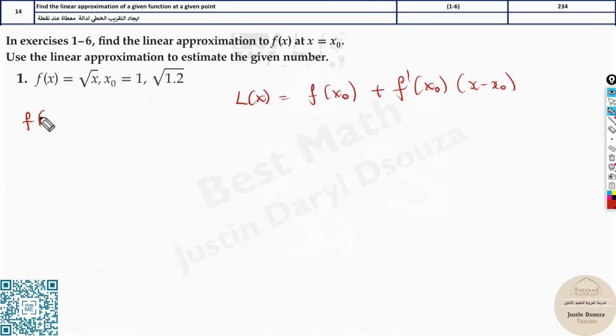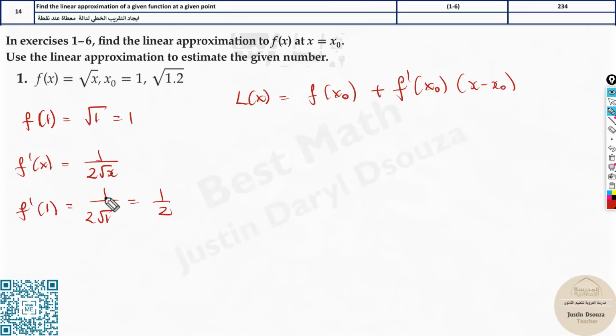So we need to find f of 1 because f of x naught is f of 1, right? What is f of 1? Square root 1. That is 1 itself. Now we need to find the derivative. So what is the derivative of the function? Root x is there. What is the derivative? 1 by 2 root x. Now substitute the value of x naught. x naught is 1, isn't it? So it will be 1 by 2 square root 1. So it will be half. Why? Because 2 times square root 1 will be 2 itself, so 1 by 2 remains.